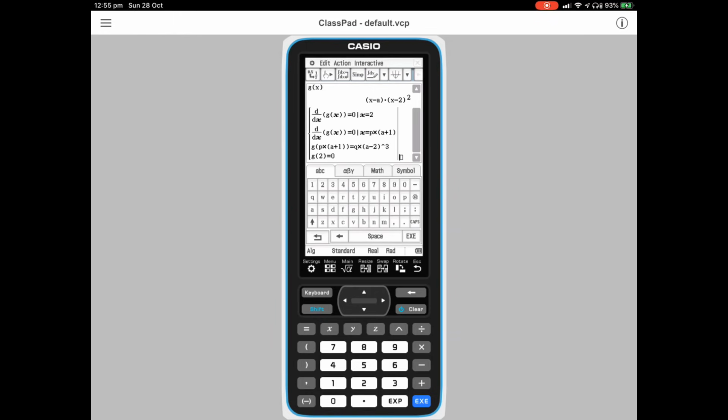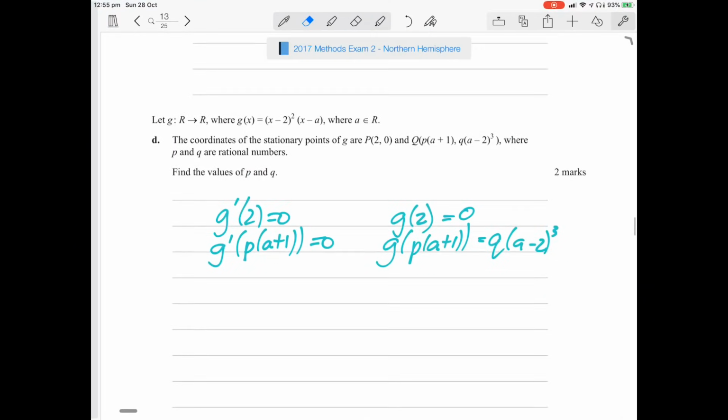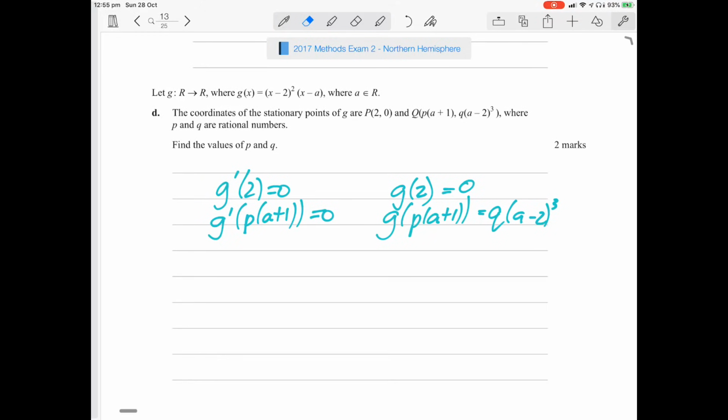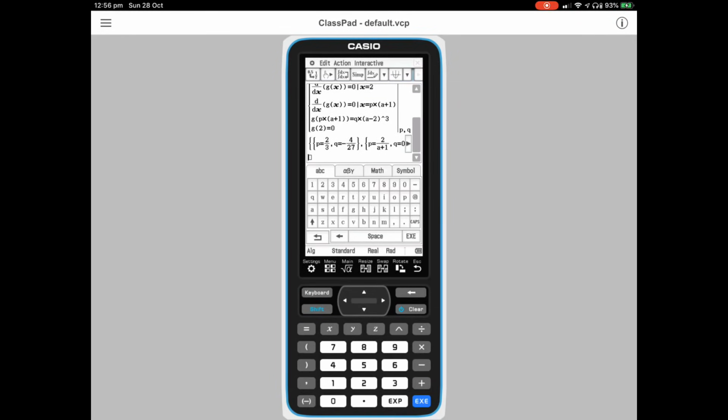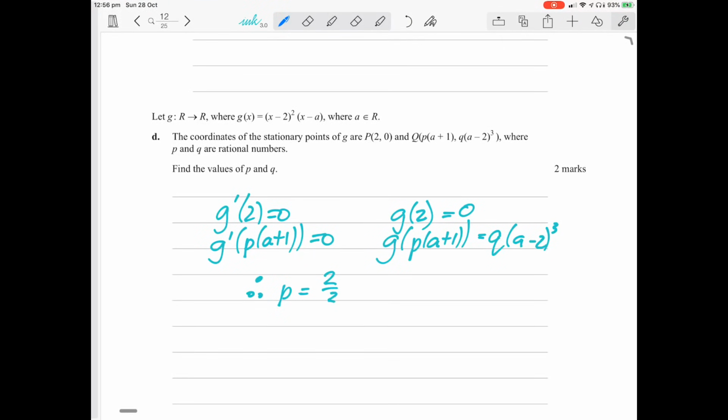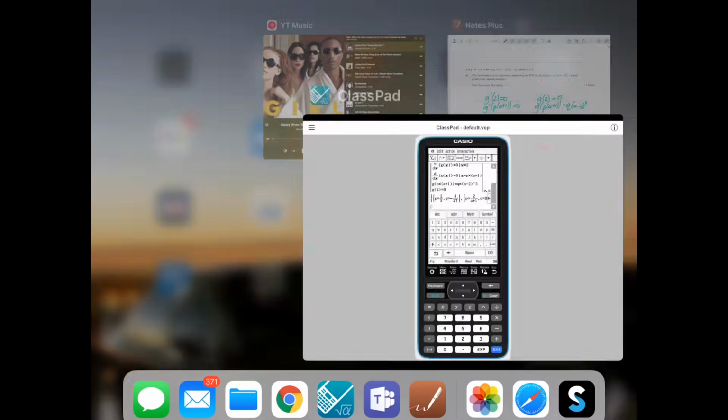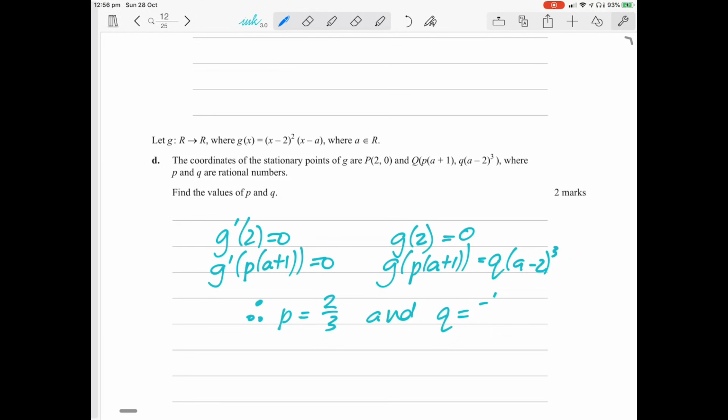I want to solve for p, q. So p is 2 over 3, q is negative 4 over 27. So therefore p is 2 over 3, and q is negative 4 over 27.